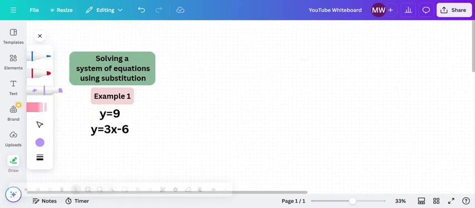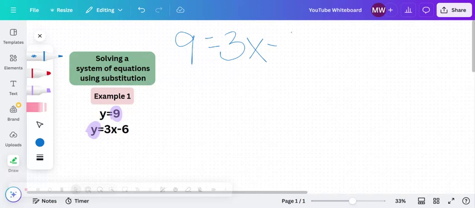So my first equation tells me that y equals 9, which means anywhere I see a y, I can just put the number 9. So in the second equation, that y is going to be replaced with 9. So I'm going to rewrite my equation as 9 equals 3x minus 6. The only thing I changed was that y. I turned it into 9 because my first equation tells me that y and 9 are the same thing.